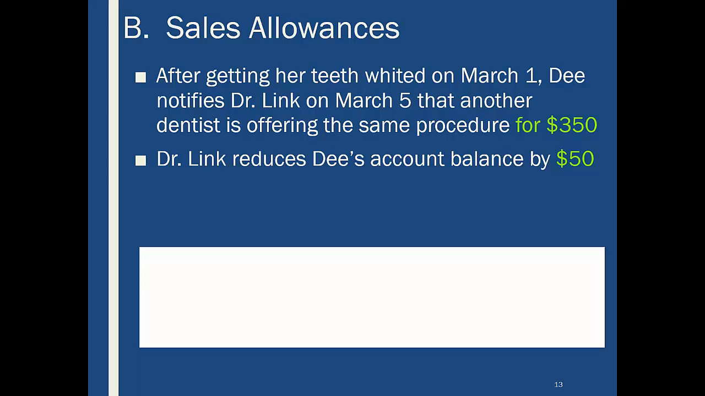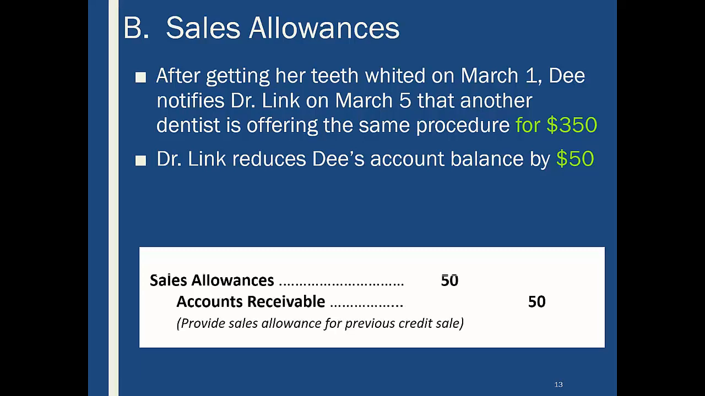So what does that look like? Here we have a sales allowance, which will be a debit, and then we will take it out of DK's accounts receivable, in other words, how much she owes us, by $50. Now notice the sales allowance is a debit. That's really important because revenue is a credit. So if you're going to have a contra account to sales, it has to be the opposite balance. So in other words, it's a debit.